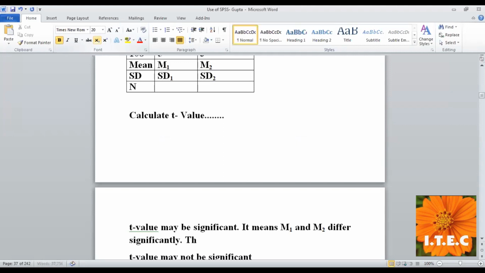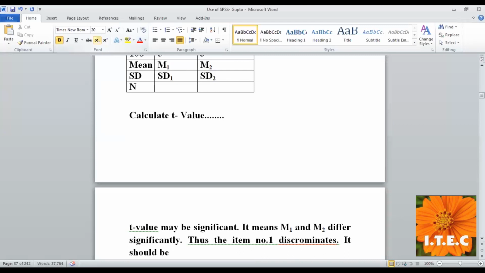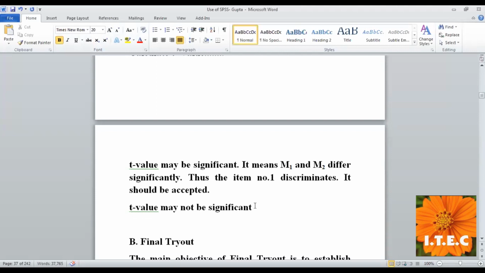Thus, item number 1 discriminates. So it should be accepted. Now here, the t value is not significant.